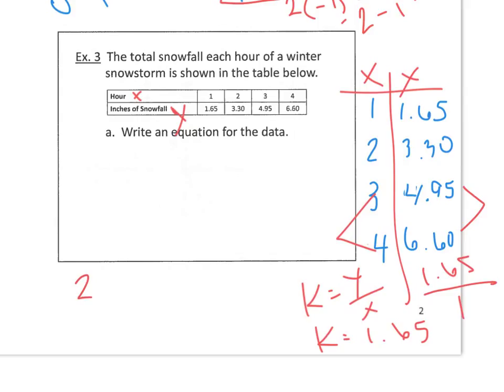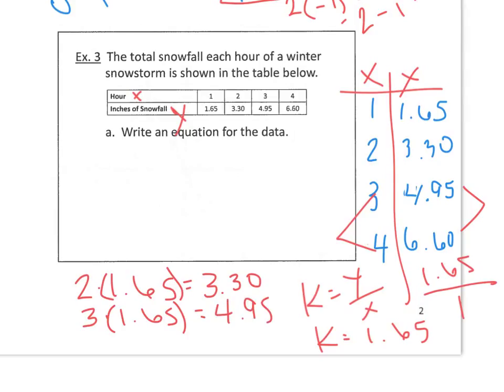So, 2 times 1.65. Let's see if that's true. That's 3.30. Let's try 3. 3 times 1.65. Maybe I'll put it in parentheses. It might be easier for you to read it that way. All right, so let's see what we get for that. If we did this correctly, then it should be 4.95. And that's what I got when I did it. And then check for 4 yourself.